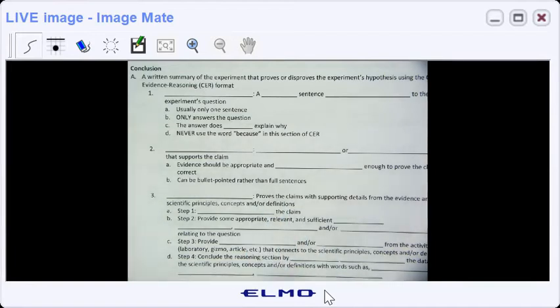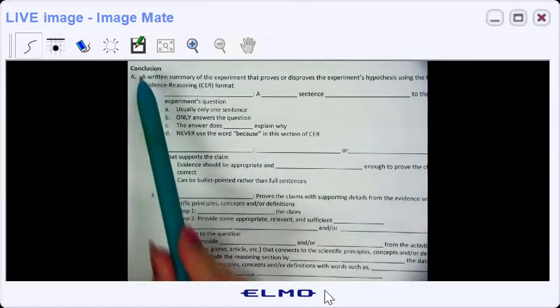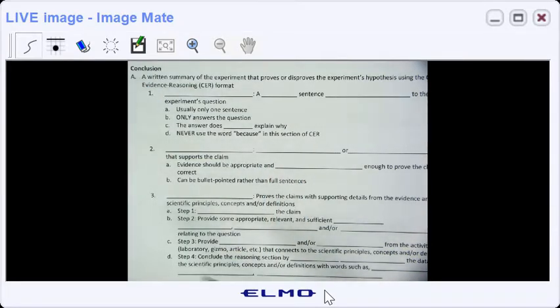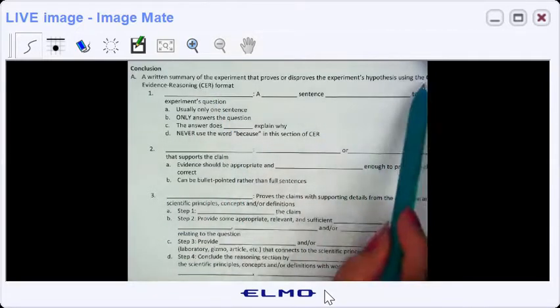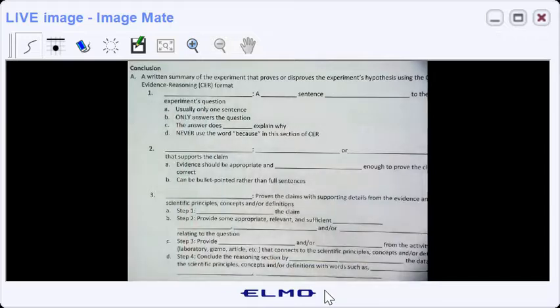Of a lab write-up has to do with the conclusion. So specifically, we write conclusions in a very precise way. It's called a CER, for claim, evidence, reasoning. You've probably heard this before, but I'm going to teach you the proper way to do it in science class.